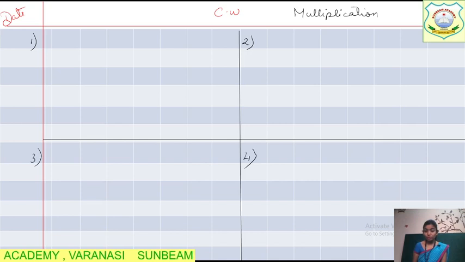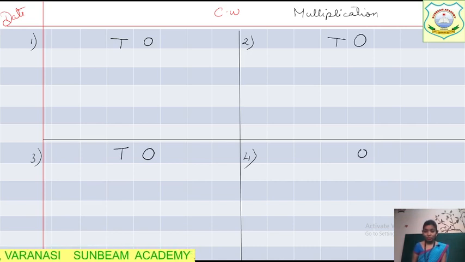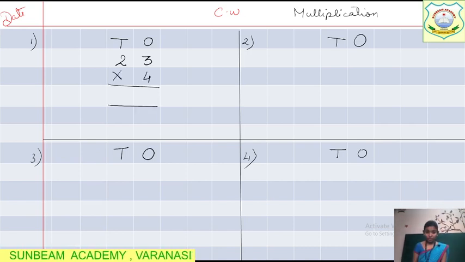You have to do this for all 4 questions and here you will write ones column then tens column. Here again ones column and tens column. Here ones and tens. Ones and tens. Now after this you need to write today's numbers which we have to solve. First question is 23 multiplied by 4. Okay, I will show each and every multiplication on the board so that you can see it properly.